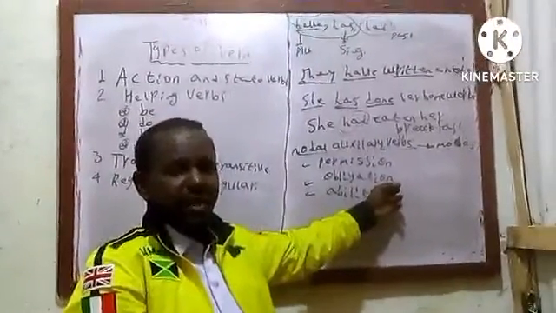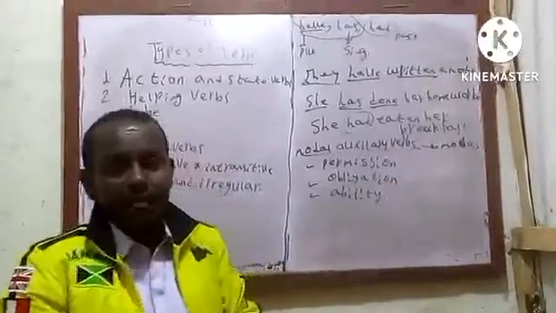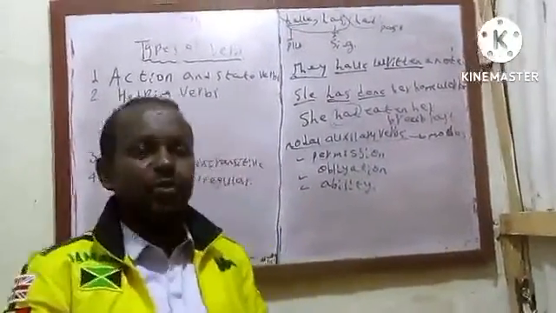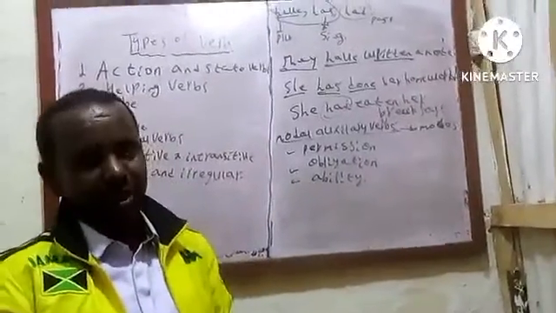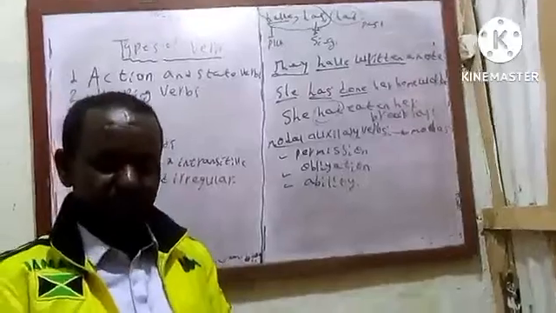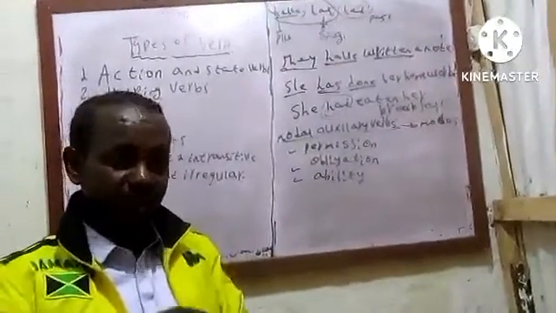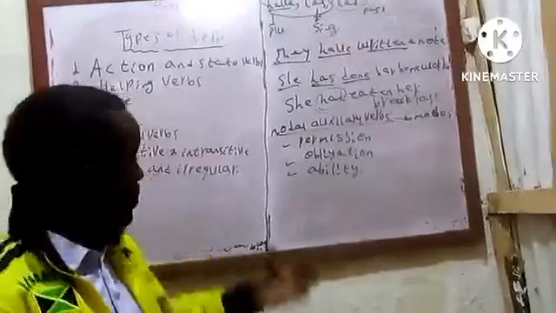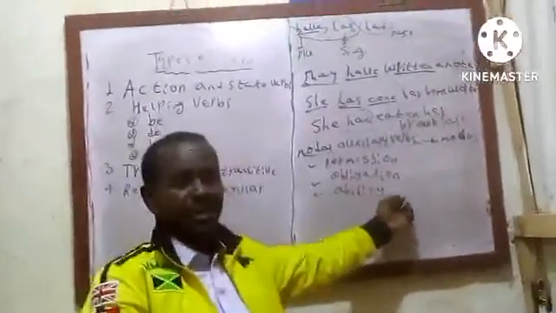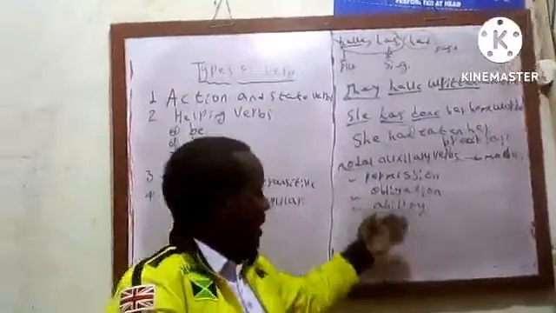Or we can express obligation. For instance, if I say you must do your homework, I'm expressing obligation. Most of the time, must and have to are strong obligation. If you don't do that, there might be something which comes after. So we use them to express obligation, and we use them to express ability, for example, I can speak English, right?